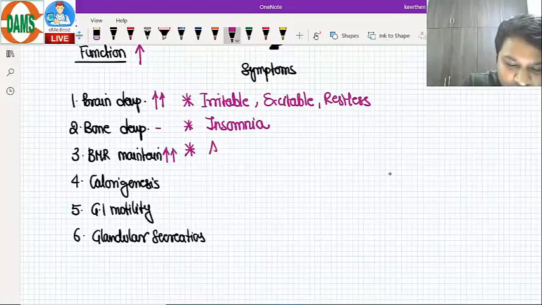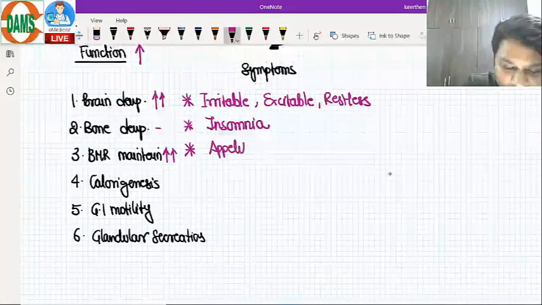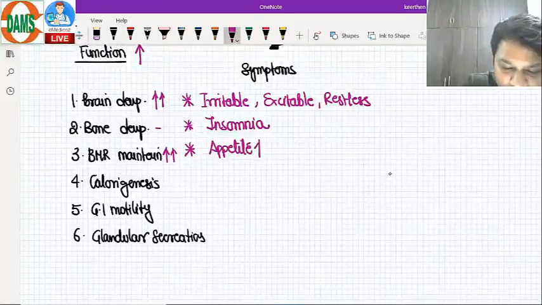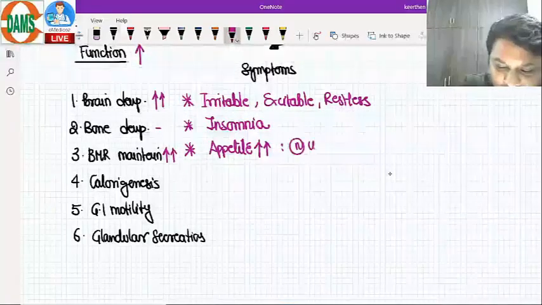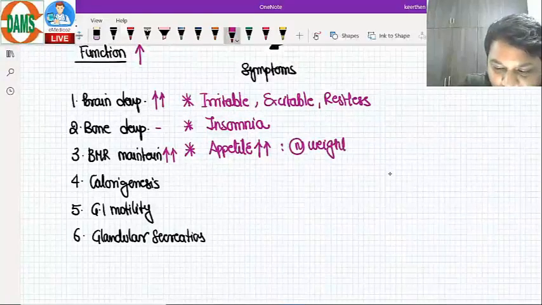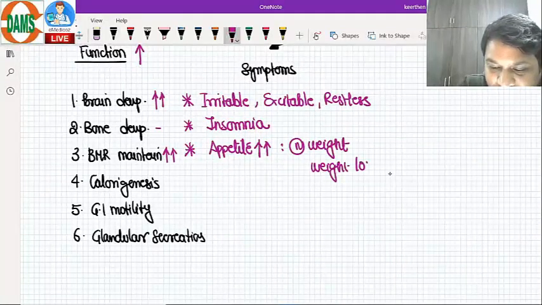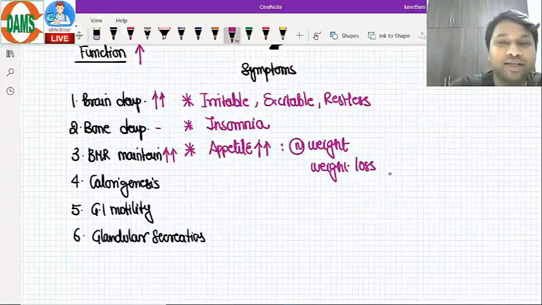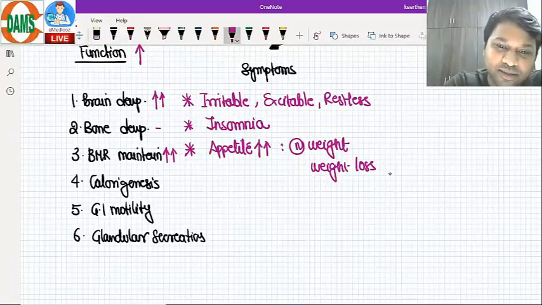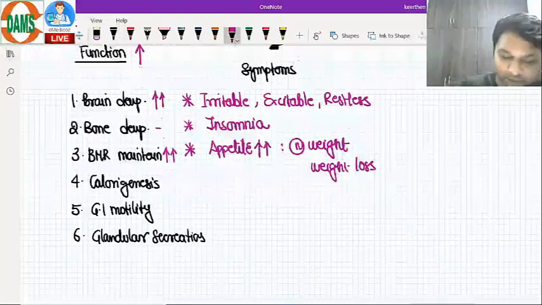With respect to BMR, the BMR is going to increase. Because the BMR is going to increase, the appetite of the patient is going to increase. Now, when the appetite increases, we all expect that weight should be gained. But in fact, the patient either has a normal weight or will report weight loss. We all have that one friend who eats 10 times more than us but never puts on weight. We eat a little bit and we put on weight, right?